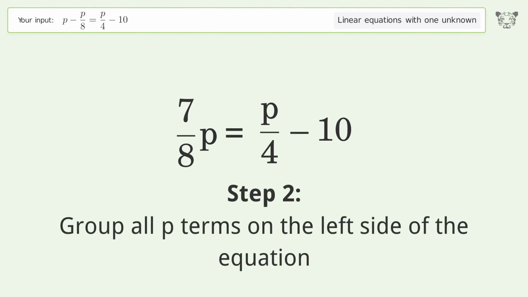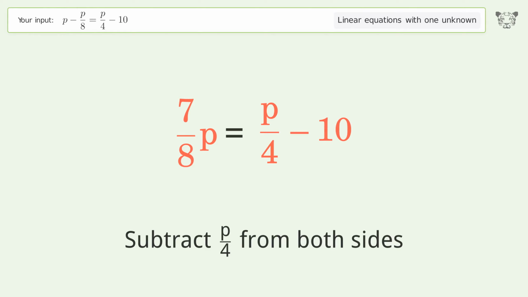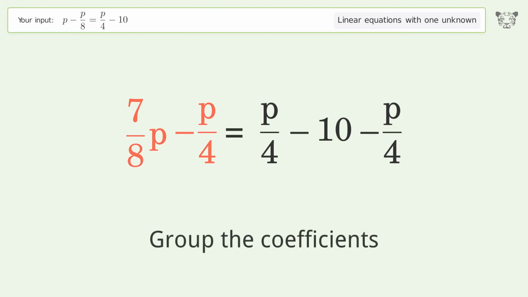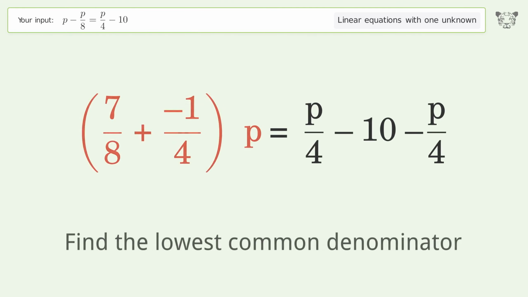Group all p terms on the left side of the equation. Subtract p over 4 from both sides. Group the coefficients. Find the lowest common denominator.